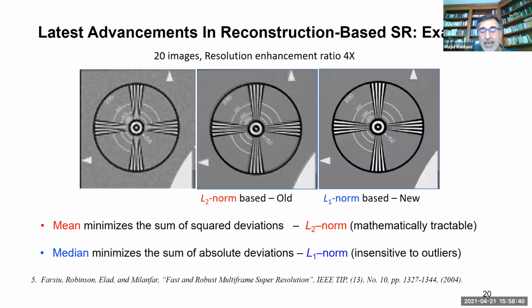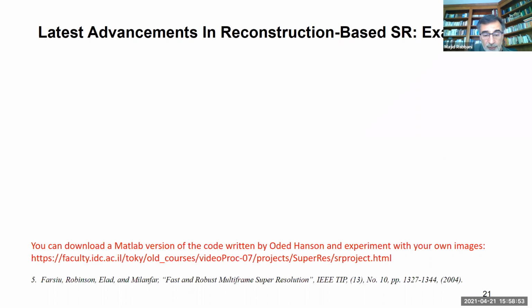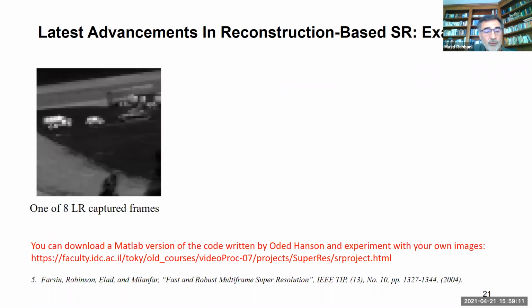But look at the L1 norm, the results that were reported in their paper. Clearly, the L1 norm in this case works much better, right? The image to the right. You can download a MATLAB version of this code, of which there are several versions. You could go to the UC Santa Cruz website, but actually the code that was written as a graduate project by Oded Hansen, I think is better. So you can download that from this, and you could do your own images.